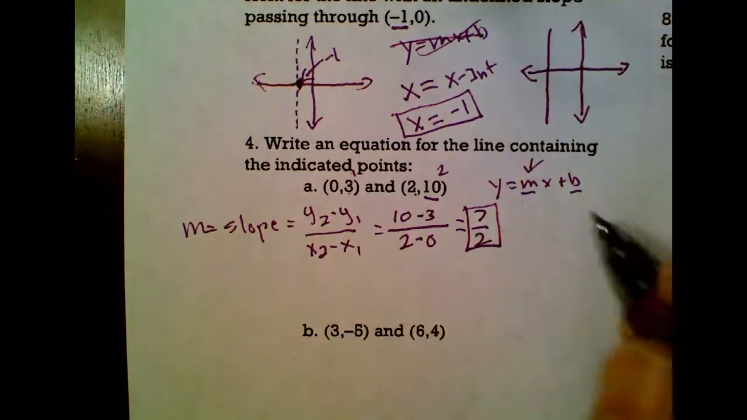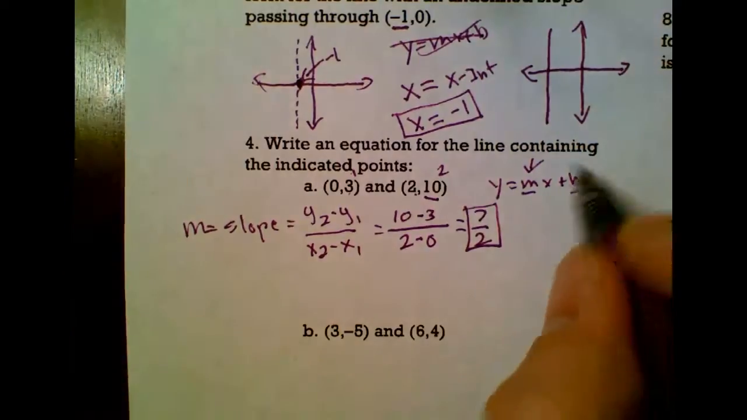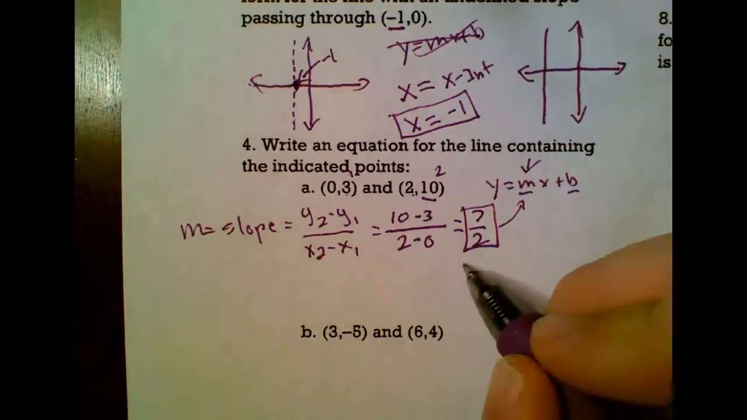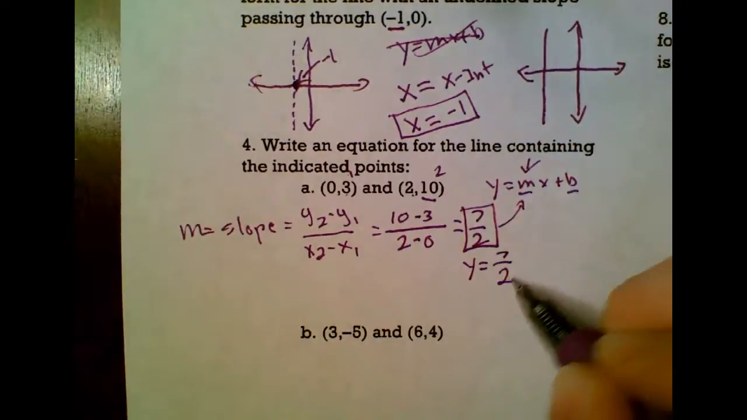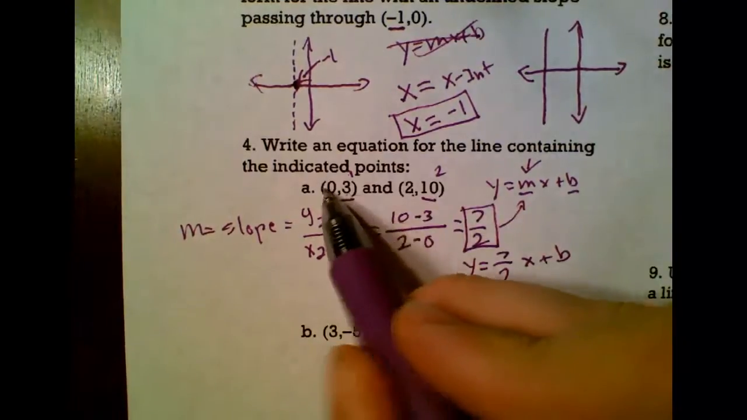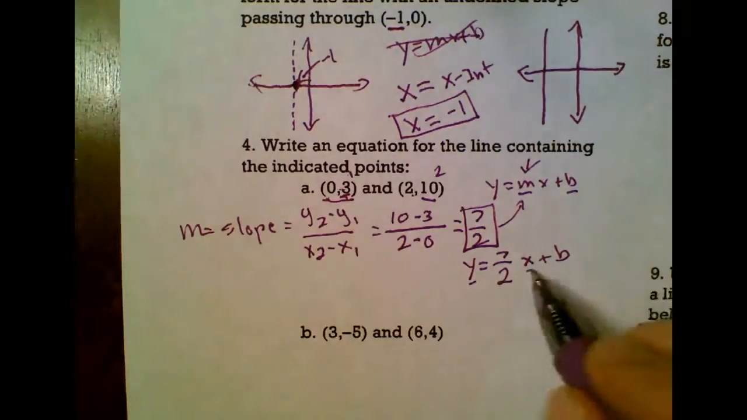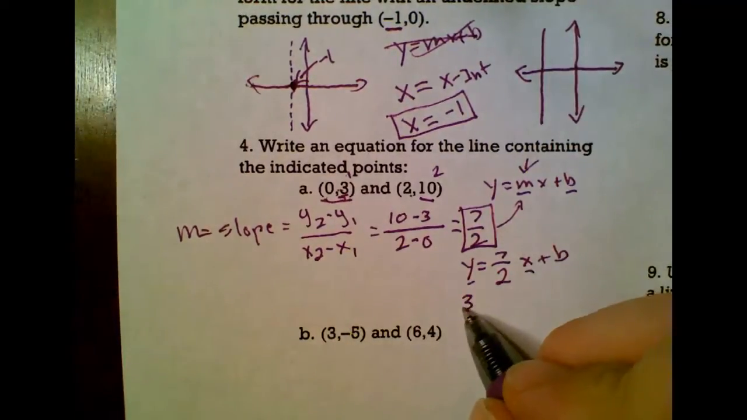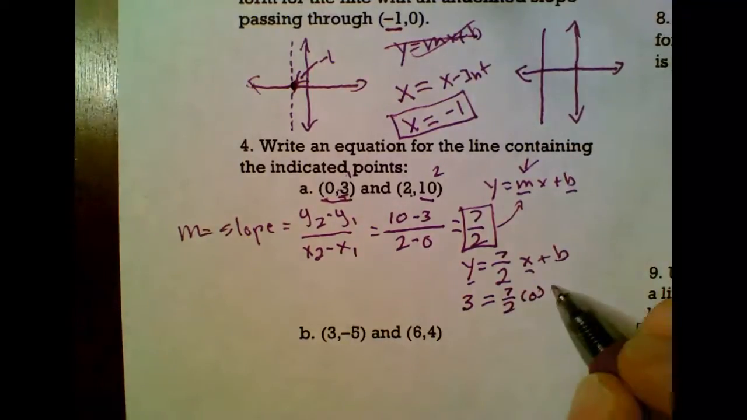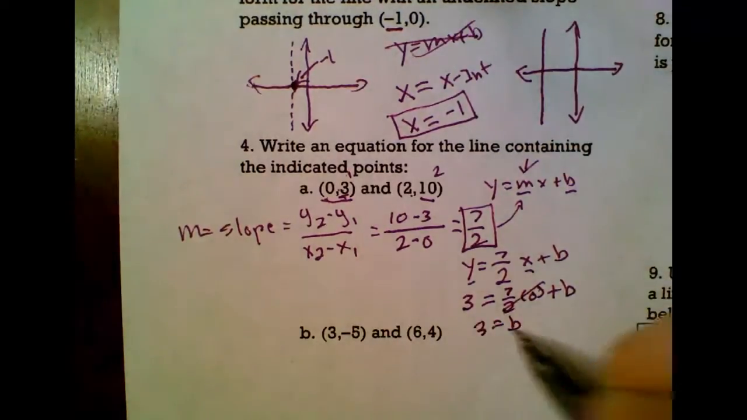So what we're going to do is take this 7/2, plug it into our equation, choose one of these 2 points, plug it in, and solve for that b. And let's take a shot at that. We'll rewrite this as y equals 7/2 x plus b. And this one has a 0. I like that. So let's take this and put it in there. Our 3, we're going for our y, and our 0, we're going for our x. So I have 3 equals 7/2 times 0 plus b. Oh, that's nice. Look at it, it cancels off. 7/2 times 0 is gone. So I got 3 is equal to b.